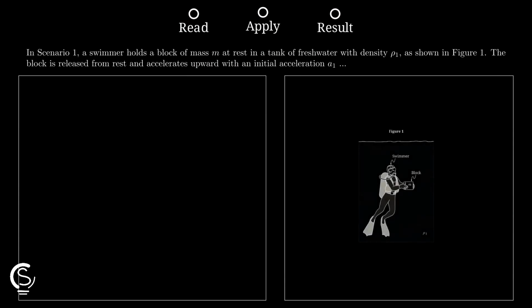Completely submerged, the buoyant force depends on the density of the fluid and the block's volume. A denser fluid exerts a greater buoyant force on the same submerged block. In scenario 2, the salt water has greater density than the fresh water in scenario 1, since rho 2 is greater than rho 1. Thus, the buoyant force is greater in scenario 2 than scenario 1.